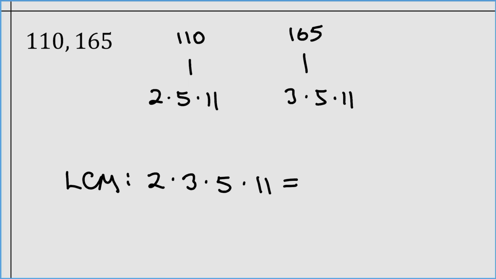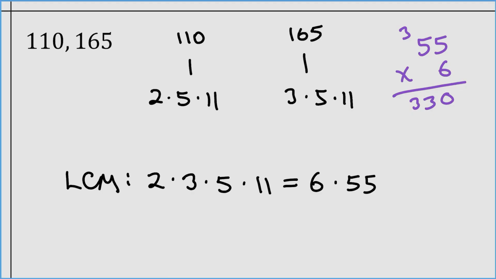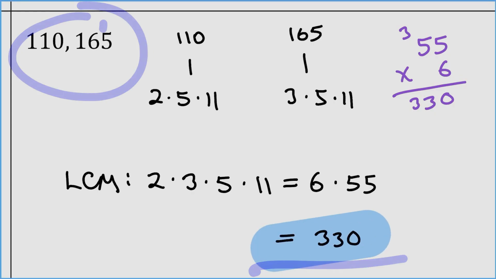Let's be strategic here. How do I want to do this? I don't think there is a best way. Let's just do 2 times 3, which is 6, times 5 times 11, which is 55. We have to do 55 times 6. Well, 5 times 6 is 30. Carry the 3. 5 times 6 is 30 again, plus the carried 3 is 33, so 330. That wasn't so bad. So the least common multiple of 110 and 165 is 330.